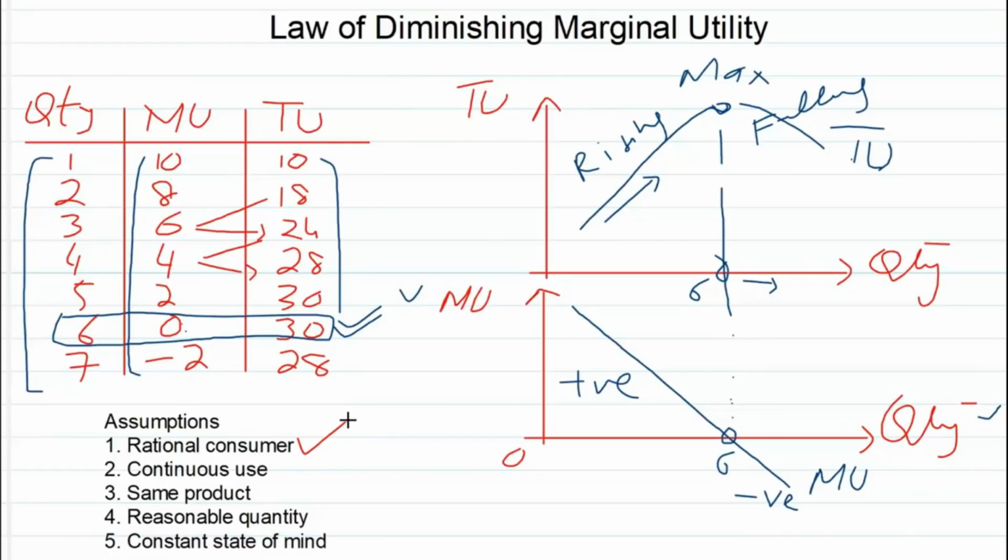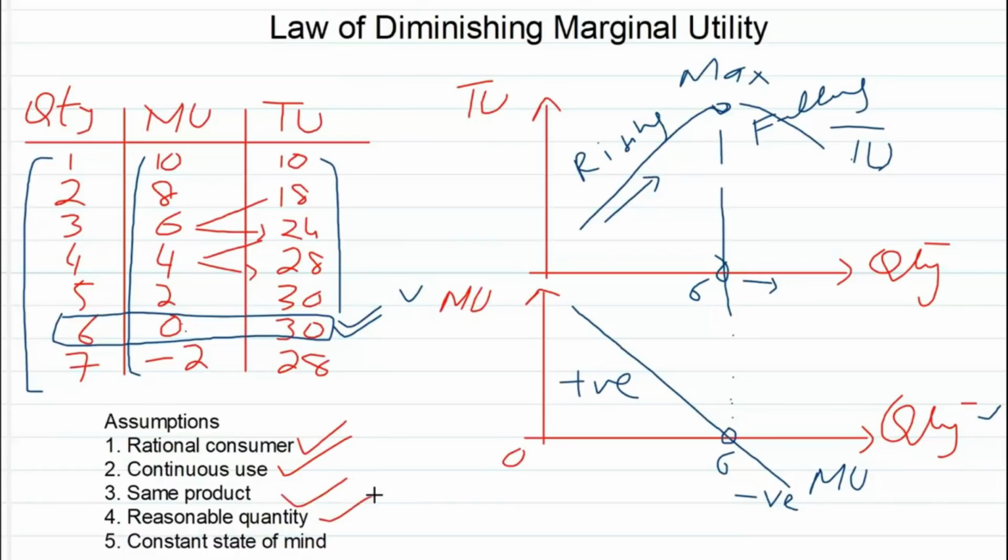The second assumption is continuous use. If consumer uses the product continuously, then this law will be applicable. If there is interval between the consumption of the product, then this law may not hold true. For example, if you take 1 glass of water in the morning, second in the evening, then this law will not be applicable for you, because at both times you might be having the similar kind of utility.